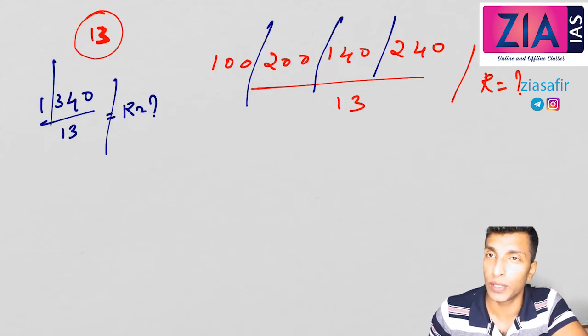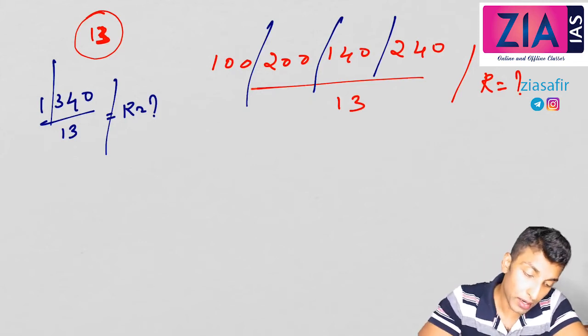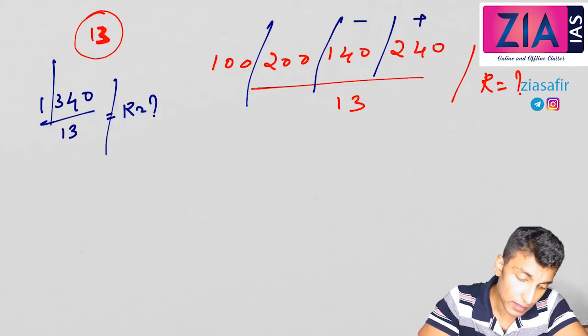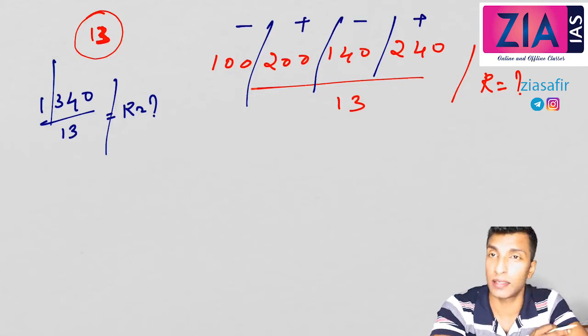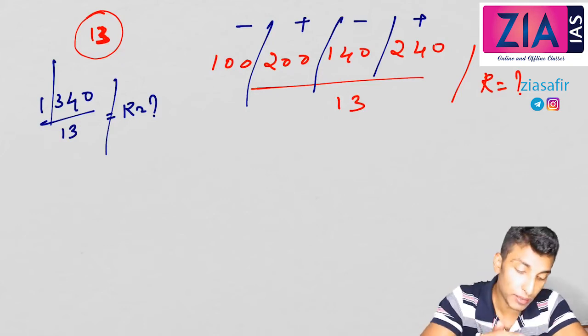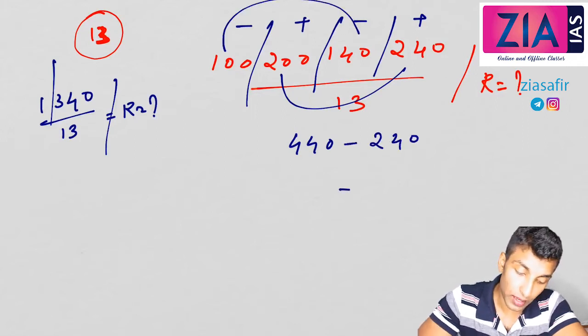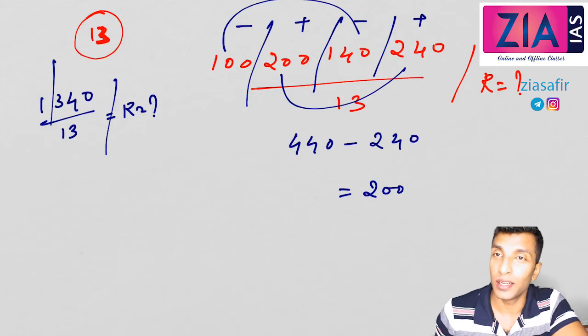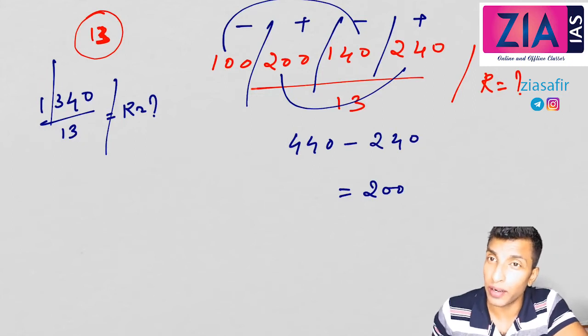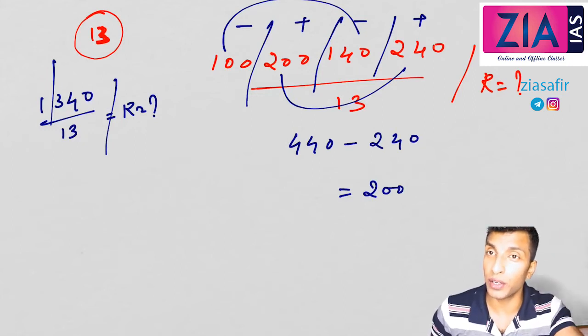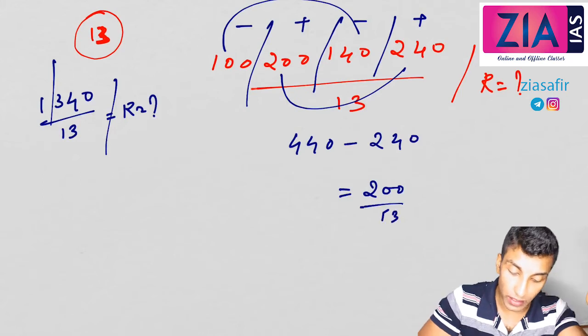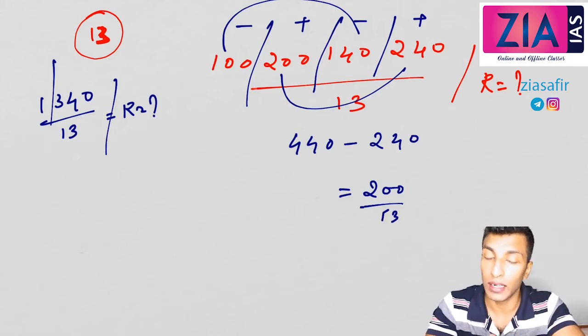Even in 37 also we do the same. Okay, so here you put plus, minus. Then you do exactly the same thing, bring together the same signs. So 440, that is these two together, and these two together, that is minus 240. When you take the difference, you get 200. Now what you need to do, divide this 200 like what you did in case of 7. You divided by 7, now you divide by 13, because the question is related to 13. So 200 divided by 13 is what you need to do.